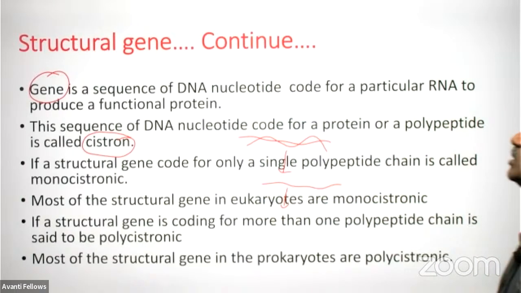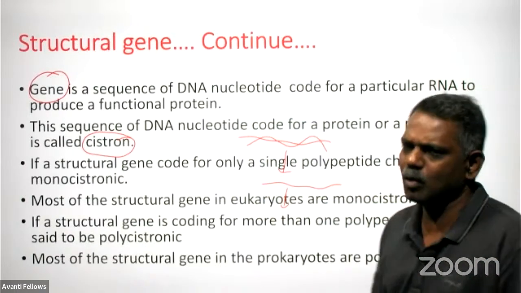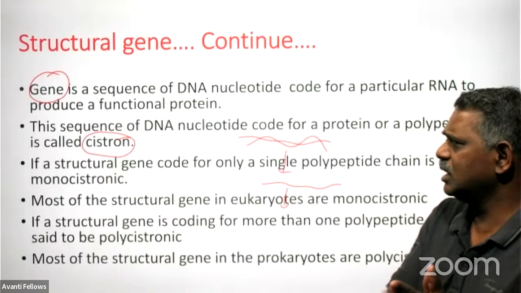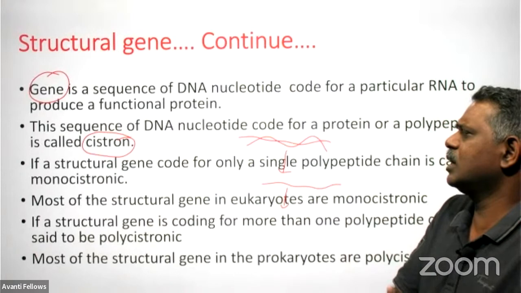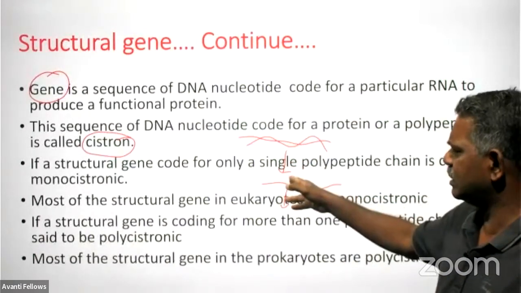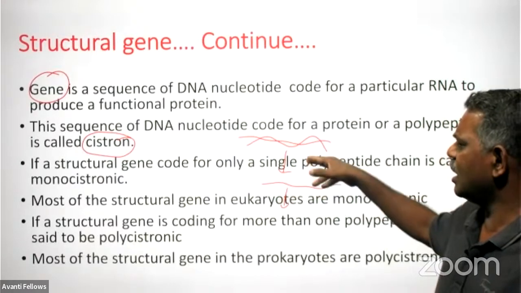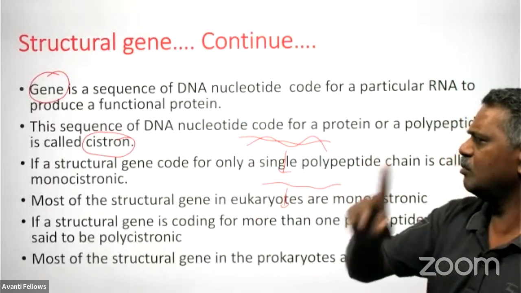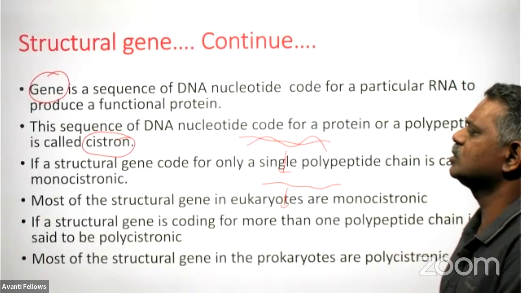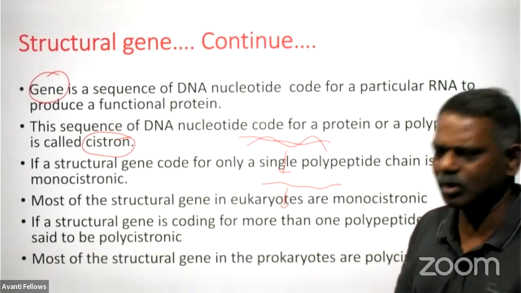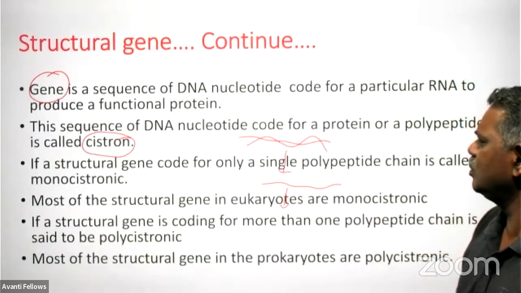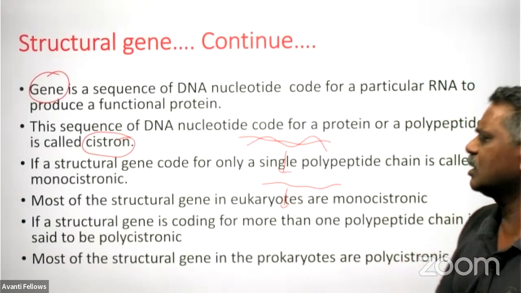And such a type of cistron is called the monocistronic gene. The gene produces one polypeptide chain, because this gene transcribes an RNA, and this RNA produces only one polypeptide chain, and we call it monocistronic. The gene is monocistronic. And most of the structural genes in eukaryotes are monocistronic only.